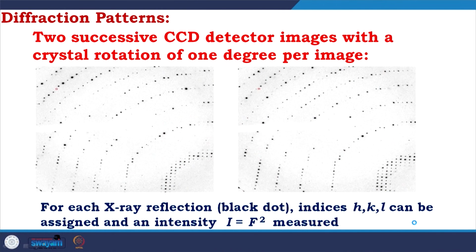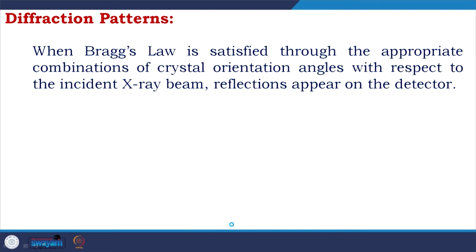So, the diffraction pattern which we are talking about shows two successive CCD detector images with a crystal rotation of 1 degree per image. For each X-ray reflection, which is the black dots, indices H, K, L can be assigned and an intensity I equal to F square is measured. When Bragg's law is satisfied through the appropriate combination of crystal orientation angles with respect to the incident X-ray beam, a reflection appears on the detector.